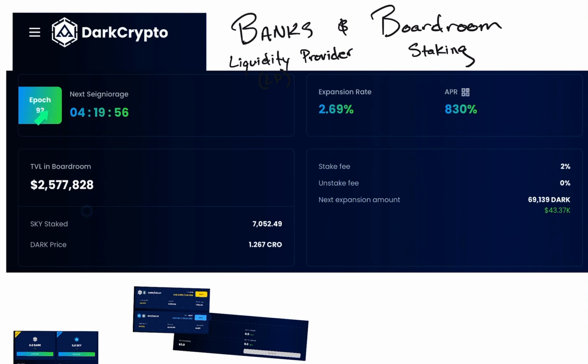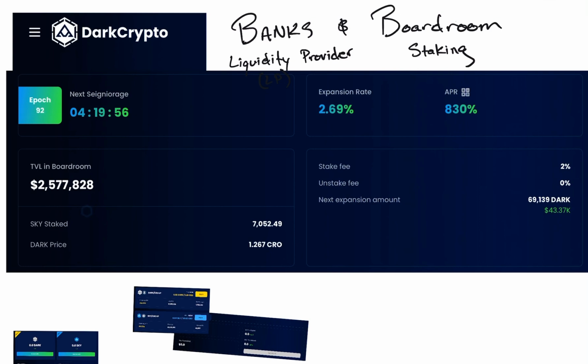You'll see Epoch. It says 92 up here. Next is a timer that counts down. We've got the expansion rate. You'll have a percent, and the APR, which is the reward, the percentage rewards are being paid out.